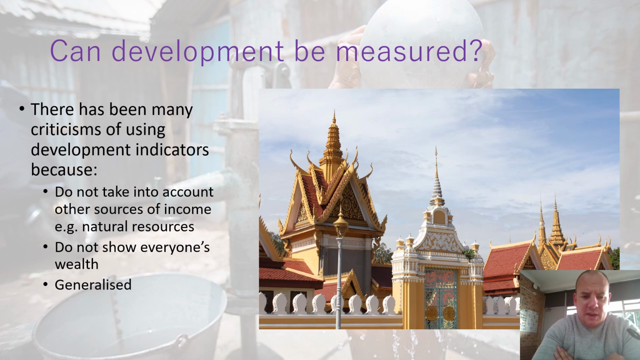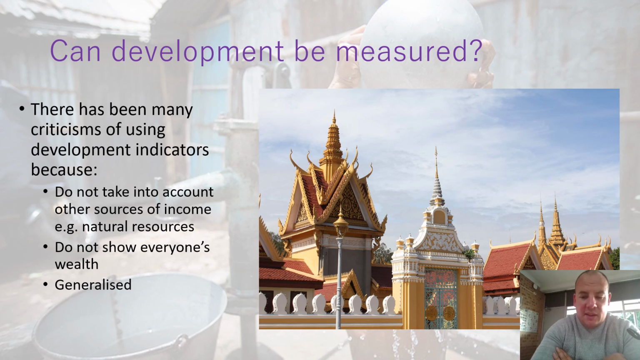Also, like I've said before, there are many criticisms of using development indicators because they don't take into account other sources of income like natural resources. We will see a lot of Africa is very, very rich in natural resources. However, they don't have the finance, or the trade links, or the technology links to use those natural resources. And like I said before, indicators do not show everyone's wealth. Going back to that previous slide with that woman selling food supplies, she's in an informal job, but that doesn't show her wealth. We haven't seen where she lives. We haven't seen a bank account to give an idea of her income.